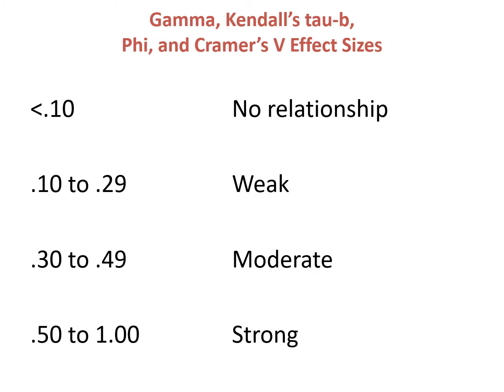When we interpret these statistics, we use the same thresholds for effect size that we would use with Pearson's R. So to be a weak relationship, the effect size statistic would have to be at least 0.1, to be moderate at least 0.3, and to be strong at least 0.5. This is a convention, so some people might take like 0.26 and round it to 0.3. I tend to use absolute thresholds.